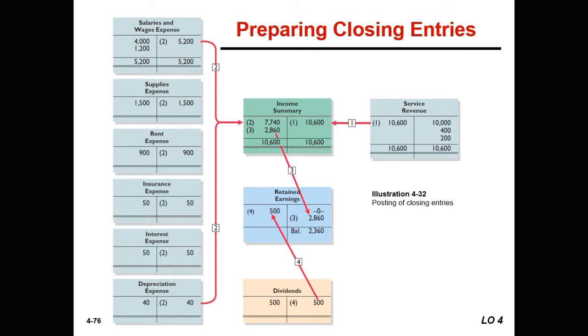As you can see here, this is the T account transactions of closing the accounts. When salaries and wages expenses have equal debits and credits, then the balance is zero. Same for supplies expense and any other account in the chart of accounts. Take a moment to peruse this in light of the last slide.